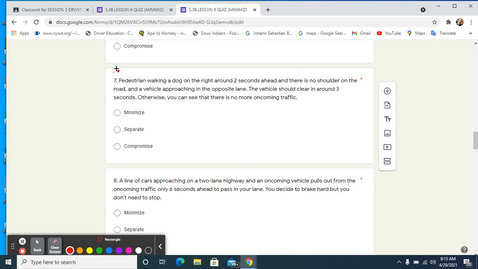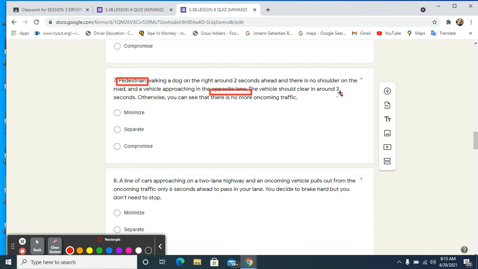Okay, number 7, a pedestrian walking a dog is on the right around 2 seconds ahead, and there is no shoulder on the road. Okay, so pedestrian in the road. A vehicle is approaching the opposite lane. So we have 2 hazards. We have the pedestrian walking the road, and then we have the vehicle approaching in the opposite lane. So we have 2 situations. We need to separate them.